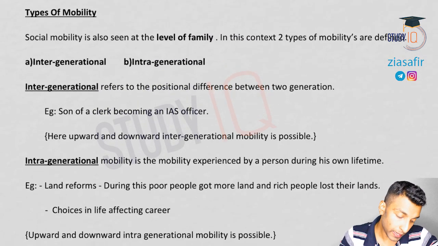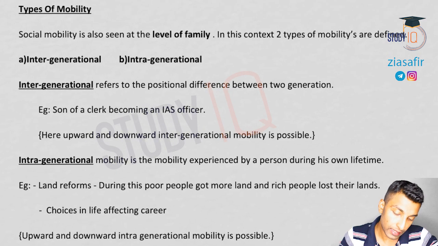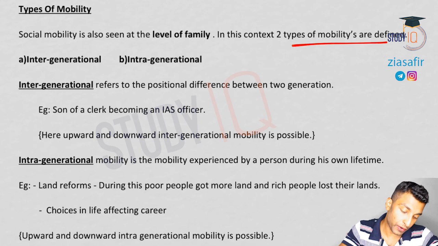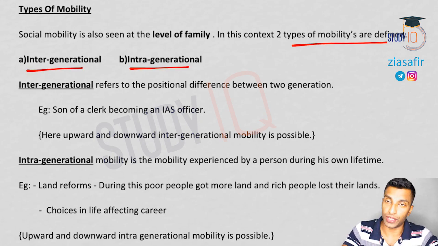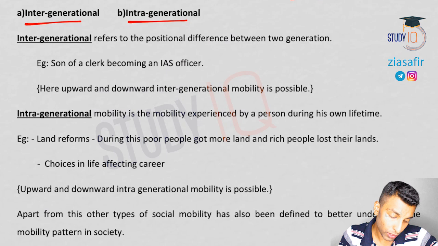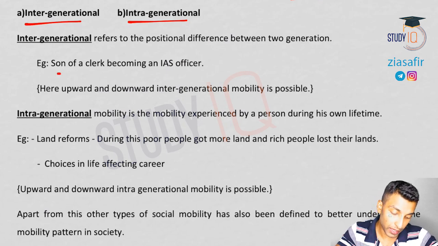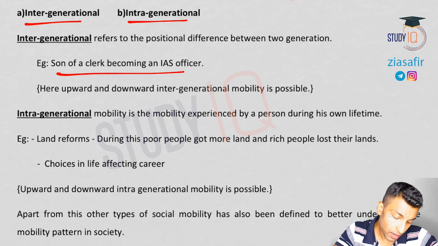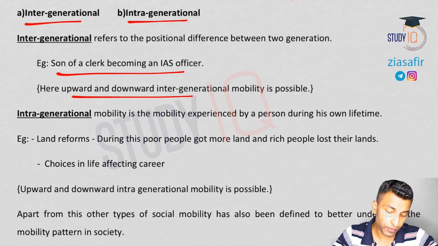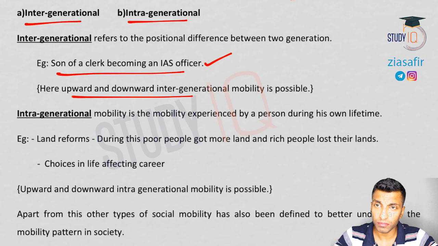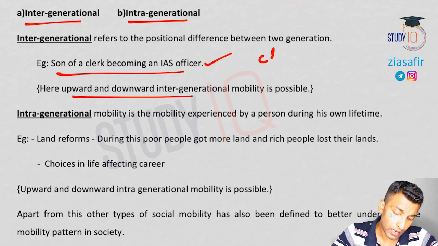Now, types of mobility. Social mobility is also seen at the level of the family. In this context, two types of mobility are identified: intergenerational and intragenerational. Intergenerational, I've told you, refers to the positional difference between two generations, like the son of a clerk becoming an IAS officer. Here, upward and downward are both possible. I have given only one example here. You can also write the IAS officer's son becoming a clerk.